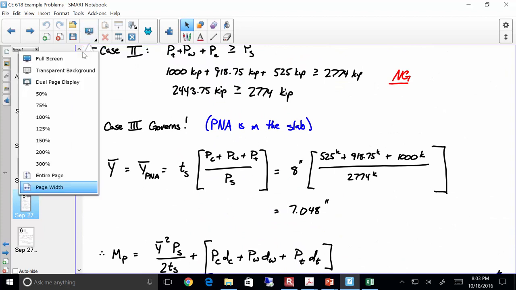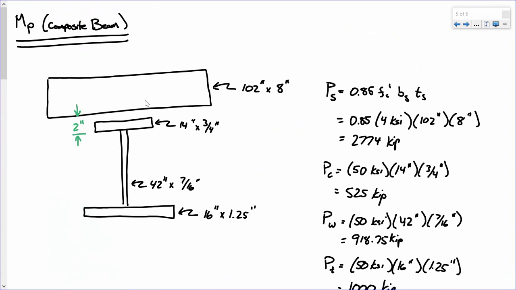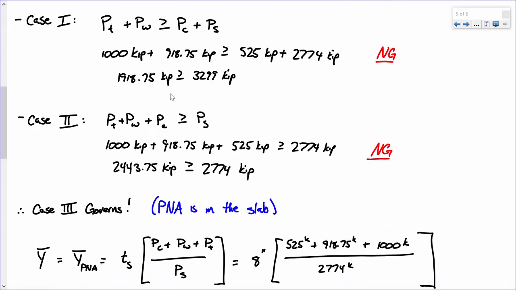I want to look at this. Remember this calculation that we did together where we looked at Mp for the composite beam? So here was the beam. We started off, we looked at the plastic forces inside all those sections. We figured out what case we were dealing with. We determined that the PNA was in the slab. Remember this, et cetera, et cetera? Everybody good with all this?